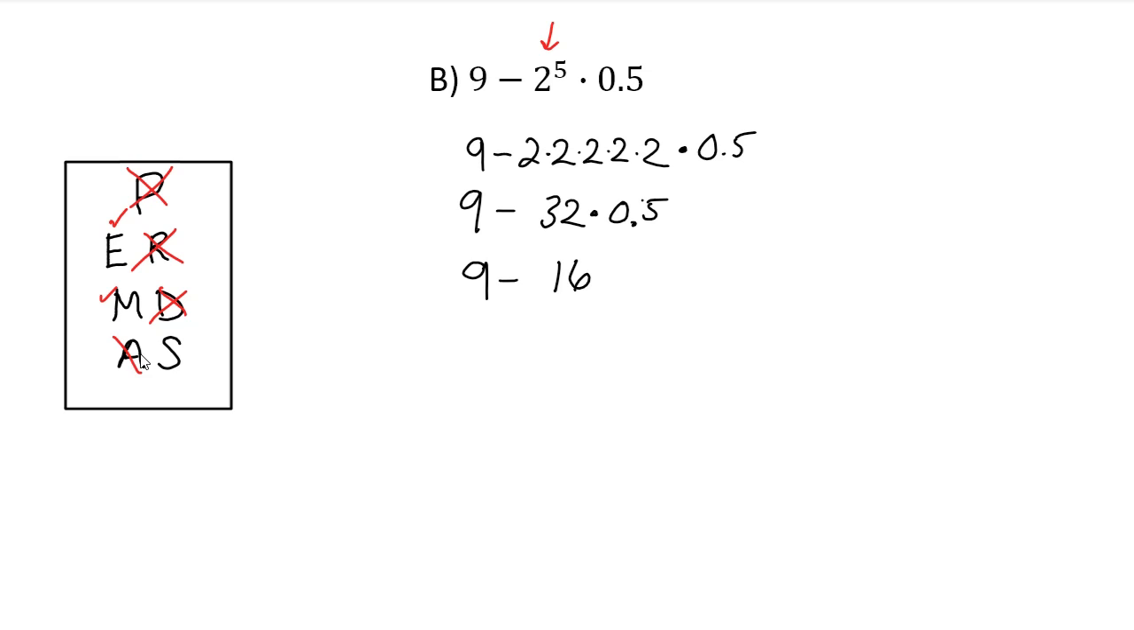I don't have any additions either. And the one thing I have is a subtraction. So 9 minus 16 is going to be a negative 7. So negative 7 would be my answer.